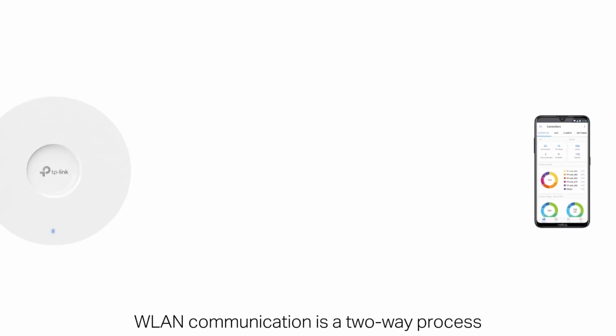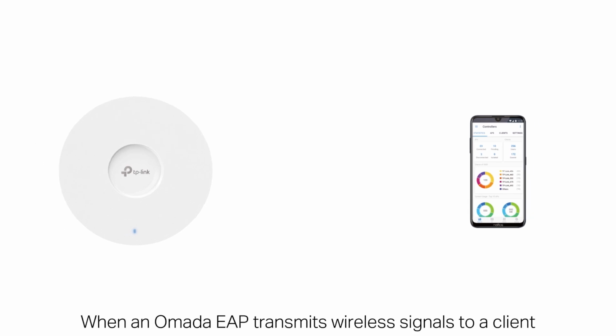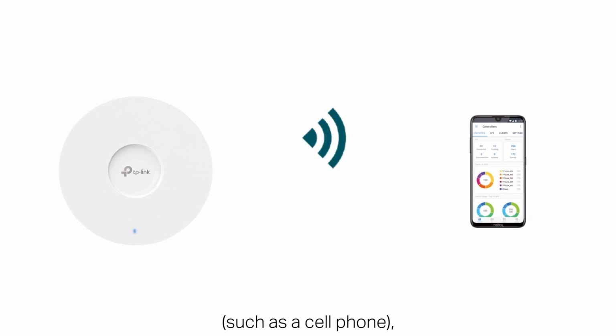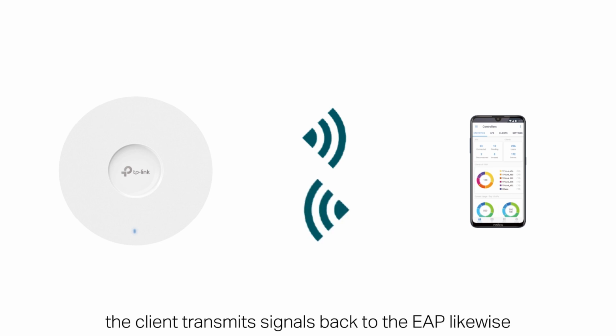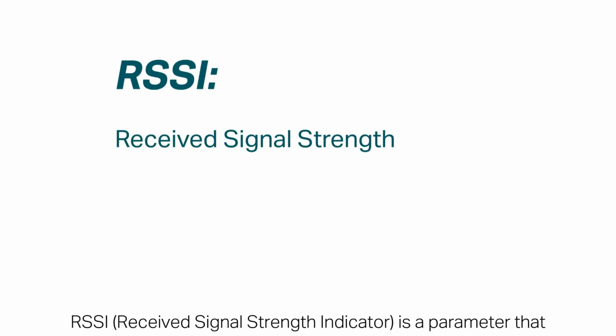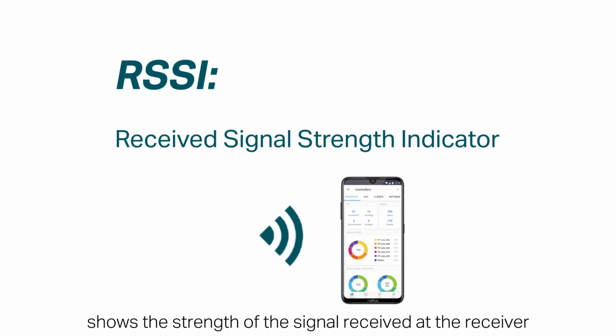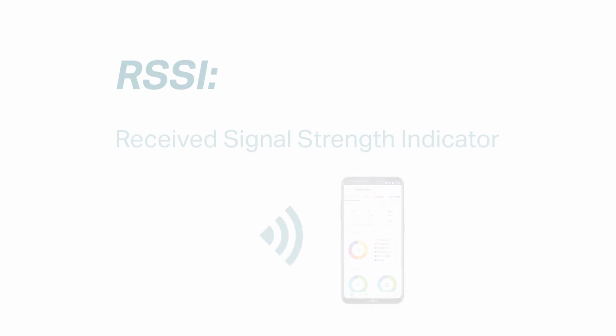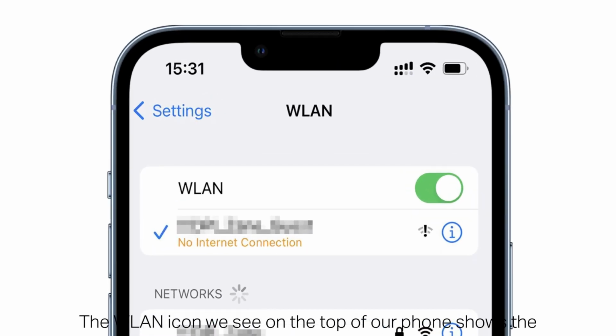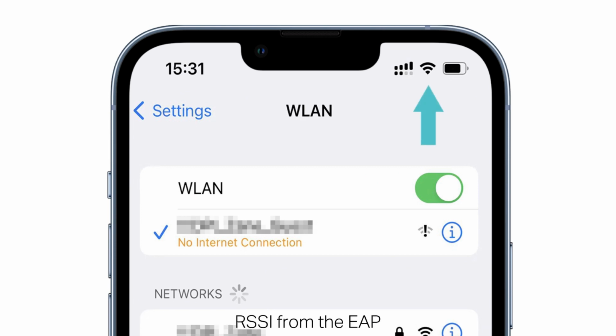WLAN communication is a two-way process. When an Omada EAP transmits wireless signals to a client, such as a cell phone, the client transmits signals back to the EAP likewise. RSSI, Receive Signal Strength Indicator, is a parameter that shows the strength of the signal received at the receiver. The WLAN icon we see on the top of our phone shows the RSSI from the EAP.